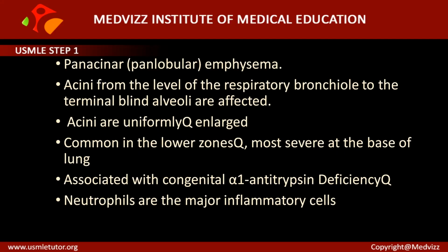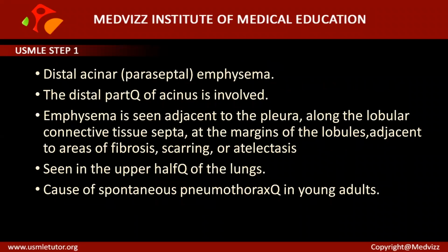This type is associated with congenital alpha-1 antitrypsin deficiency. That's why, as I mentioned, the centriacinar emphysema and the panacinar emphysema constitute about 95% of the cases of emphysema. And here, neutrophils are the major inflammatory cells, even in this panacinar type of emphysema.